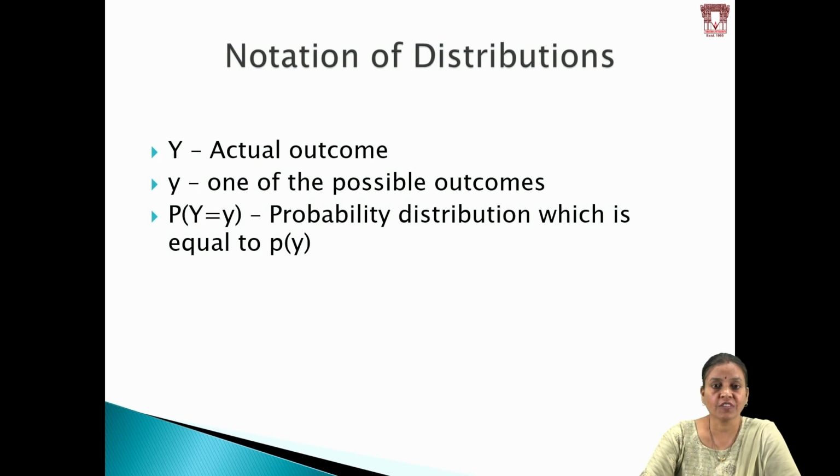Let us go to the notation of distribution. Here we take capital Y as the actual outcome, small y as one of the possible outcomes, and P of capital Y equals small y demonstrates a probability distribution, which is equal to P of y.